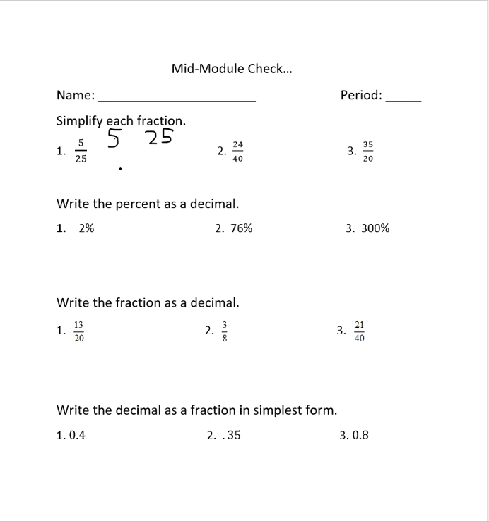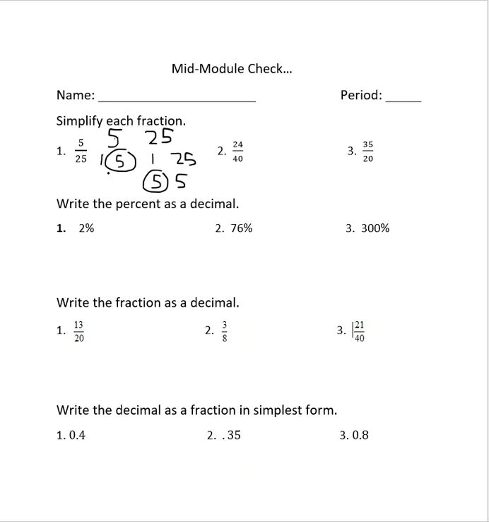Okay, so numbers that multiply together to get to 5 would be 1 times 5, and those are the only factors of 5. Numbers that multiply together to get to 25 would be 1 and 25 and 5 and 5. Okay, so we can see in these two lists, there is a common factor of 5.